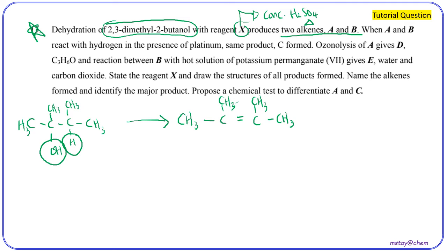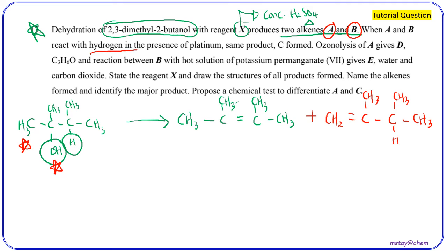And then if the OH is removed from here and the hydrogen is removed from this carbon, we will get the product CH2 double bond, CH3, C, CH3, H, and CH3. So which one is A and which one is B, we have no idea yet, because there is no mention of A being the major or minor product, so we can just leave it like this first.